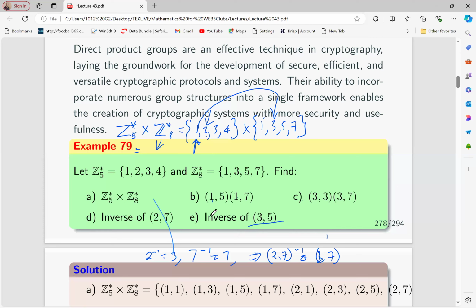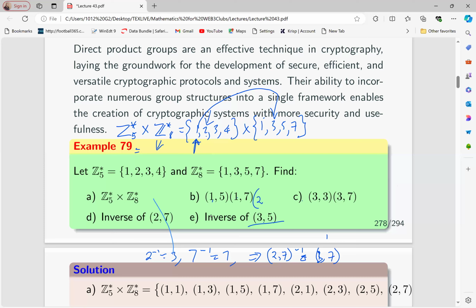Now, the part E, 3 is coming from the first group, and of course, we've noted that the inverse of 3 mod 5 is 2. Is that okay? Because 2 times 3 is 6. And the inverse of 5 mod 8. This again, we can use trial and see.